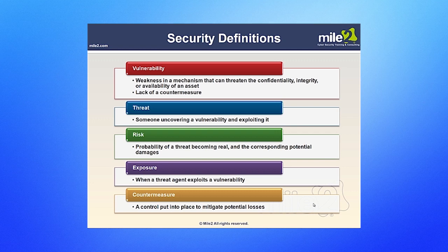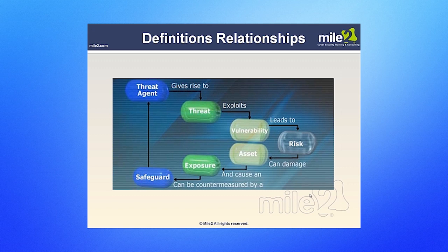Exposure: when the threat agent, that could be the hacker, exploits the vulnerability. Countermeasure: you put something in place to try to mitigate or reduce the potential losses. We put antivirus on computers as a countermeasure, as a control, to try to reduce the likelihood of being harmed by a virus or a Trojan horse, some program like that, some form of malware.